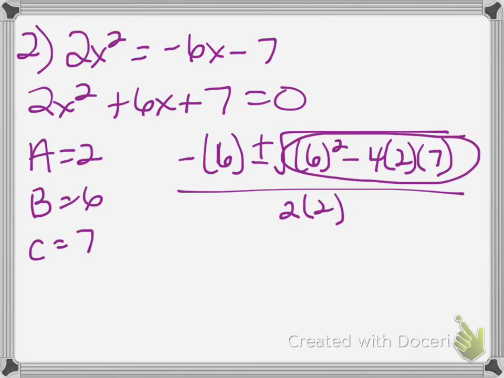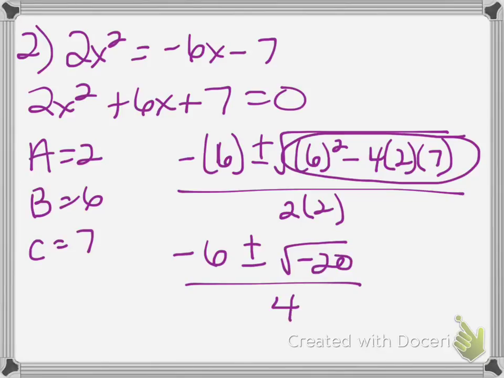6 squared minus 4 times 2 times 7. What I get there is a negative 20. So I have negative 6 plus or minus the square root of negative 20 all over 4. So we're going to go to the next page and take a peek. Plus or minus the square root of negative 20 all over 4.